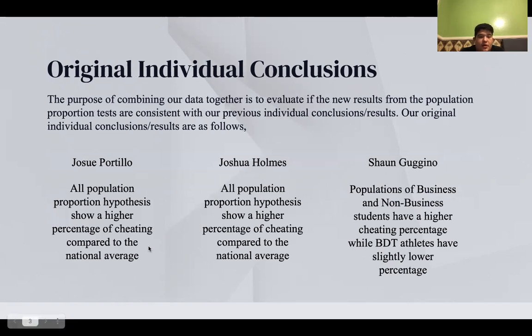Before continuing with the presentation, we wanted to include our original individual conclusions. For Josue, myself, and Joshua on our benchmark assignment, all of our population proportion hypothesis tests showed a higher percentage of cheating, while Shaun's was a mix, as his business and non-business showed a higher percentage of cheating, while his athlete showed a slightly lower percentage of cheating.